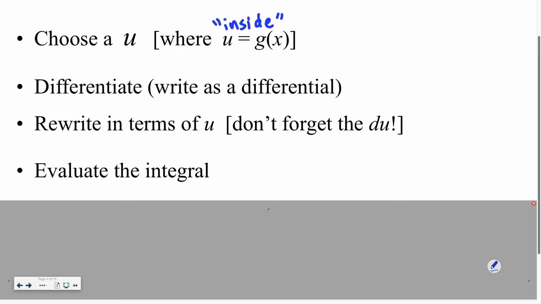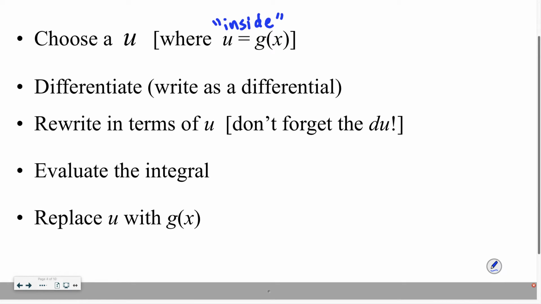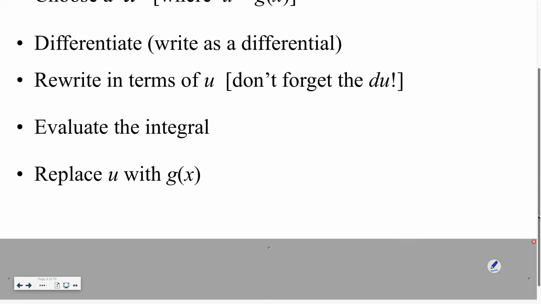But since we started out in probably something in terms of x, I want your answer to be in that original form. So whatever your antiderivative is, we need to go back and take u and change it back to whatever u was in the beginning. If u was x squared, then all of your u's need to be replaced with x squared.